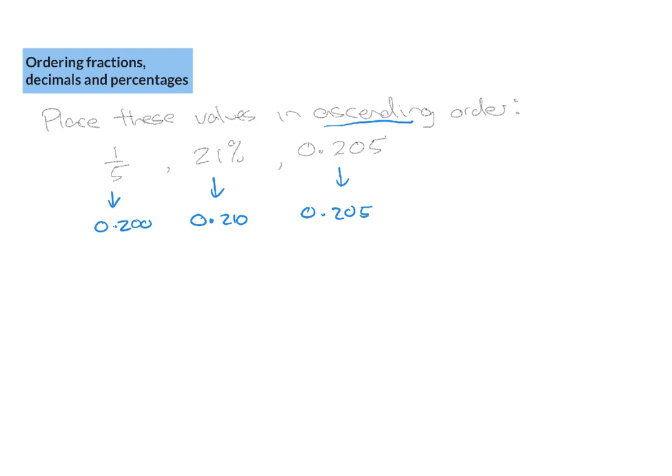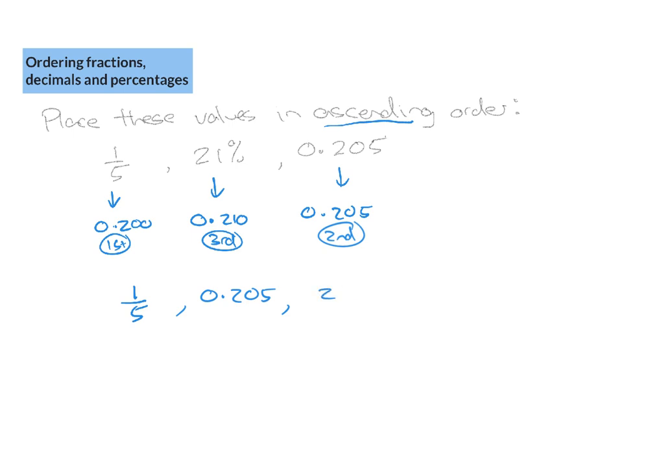Now, which of these numbers is smallest? Well, the smallest one is clearly this one. So my smallest value will be 1 over 5. That's my first one. The next one is going to be this one, my second one, so I'm going to put 0.205 here, separating them with commas. And the last one is my third one here, which is 0.21, which is 21%. So let's make sure we write them in the form that we were given at the beginning. So 21%.